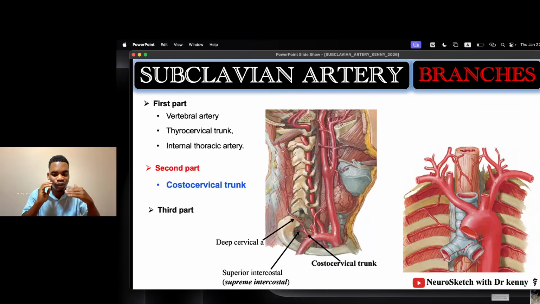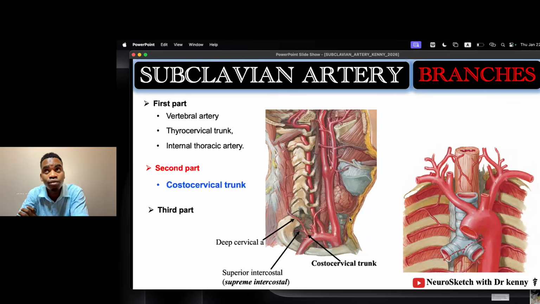The supreme intercostal artery, we said, is a branch of the costocervical trunk, and I told you not to worry because we're going to discuss it. Today we are seeing this: the superior intercostal artery, which is also called the supreme intercostal artery, is one among the branches of the costocervical trunk. And then we have another artery which is very variable. We have an artery here which is called the dorsoscapular artery.